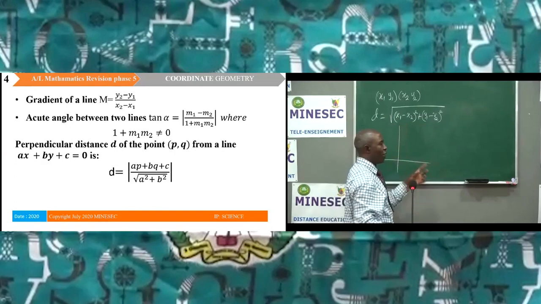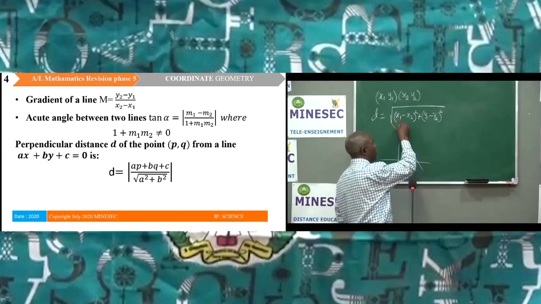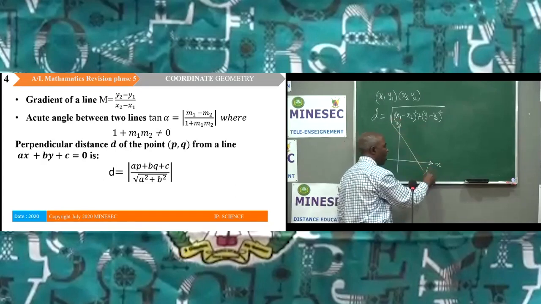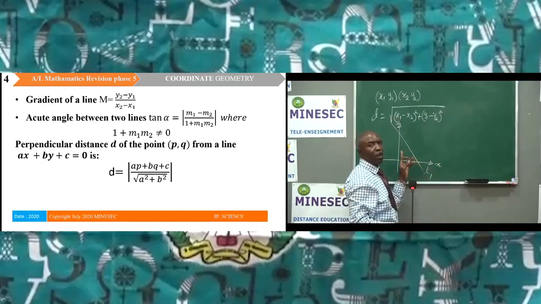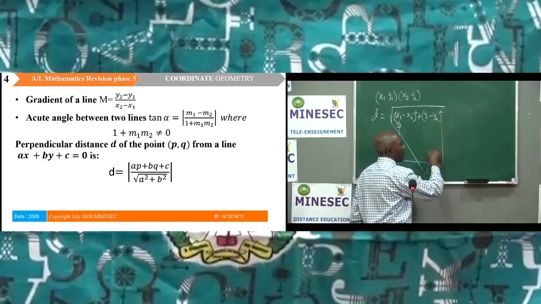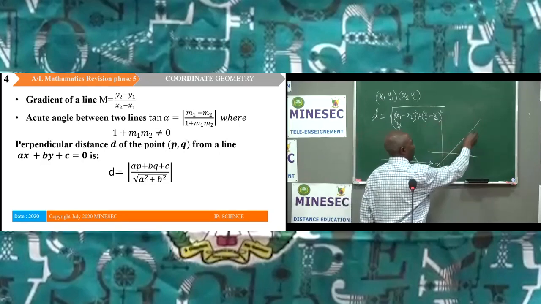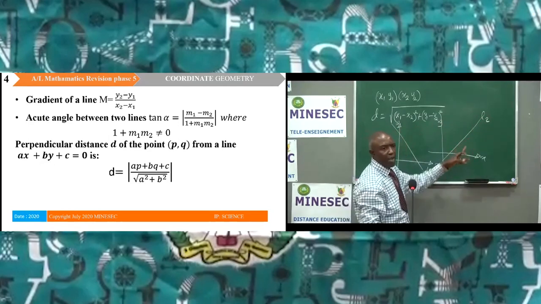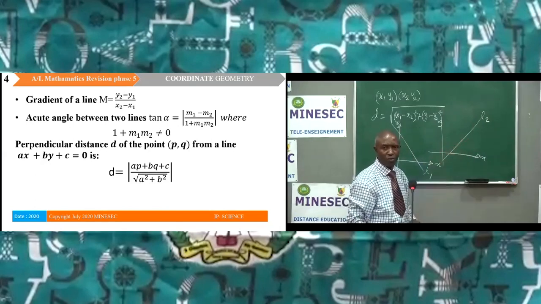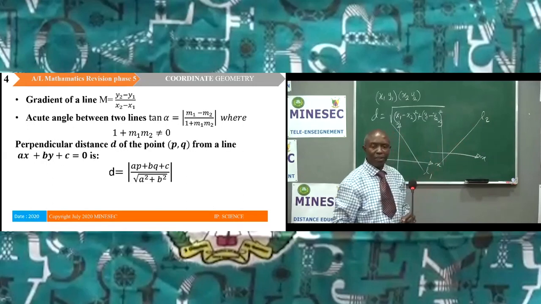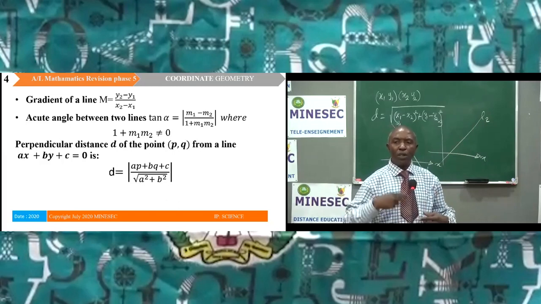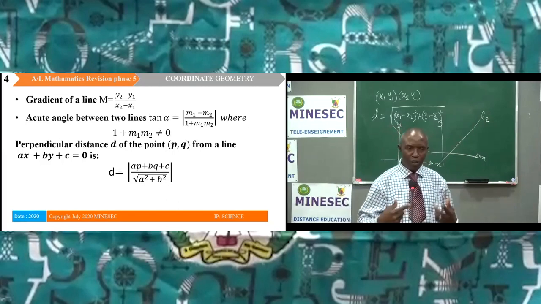What are we saying here? Let's look at this situation. If we have a line drawn like this, this is your y-axis. The gradient of this line, let's call it L1, is negative. Now, if we have the line, let's call it L2, with Y and X axes, the gradient of this type of line is always positive. To look for the gradient of lines, once we draw our line, we should be able to know whether our gradient will be positive or negative.